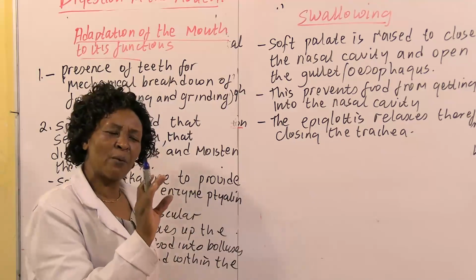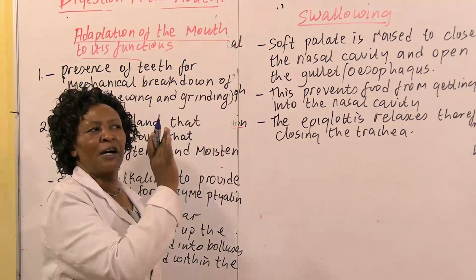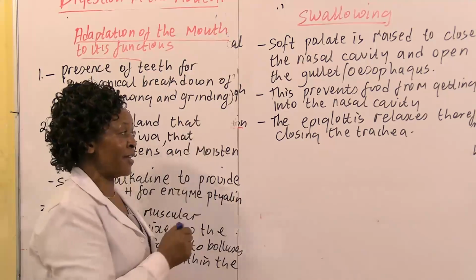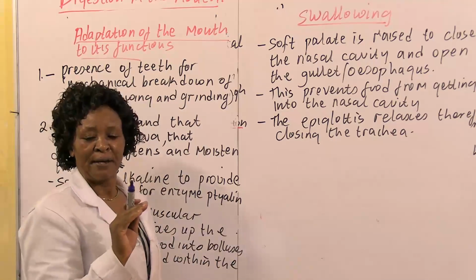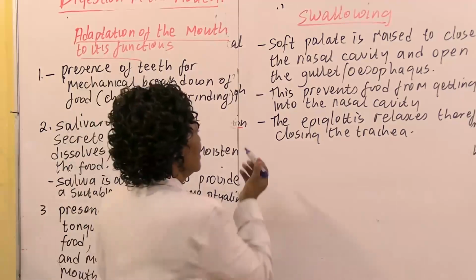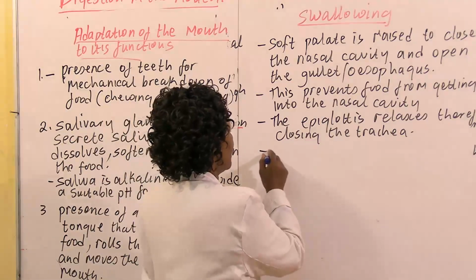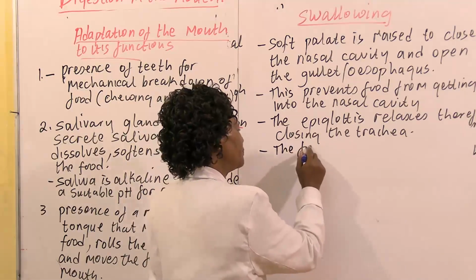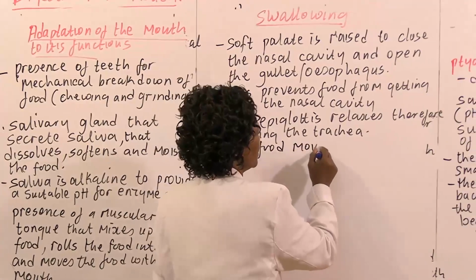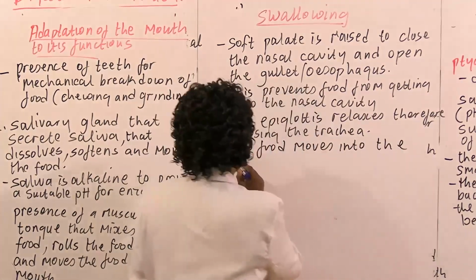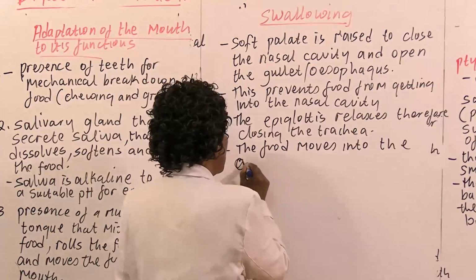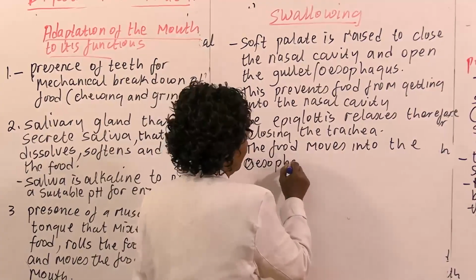It has only one way. It cannot move up to the nasal cavity. It cannot get into the trachea. Therefore, the food can only move in one way, down the esophagus. So the food moves into the esophagus.